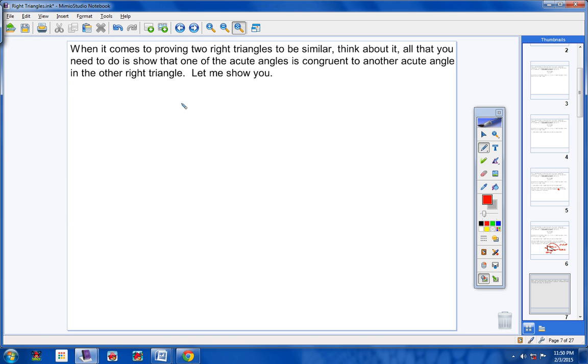Let's continue on. Now, when it comes to proving 2 right triangles to be similar, let me stop and say it again. I want to make sure I have everyone's attention. When it comes to proving 2 right triangles to be what? Not congruent, but similar. Think about it, students. All that you need to show is that one of the acute angles is congruent to another acute angle in the other triangle. Let me show you what I mean. Okay, look. Here's a right triangle.